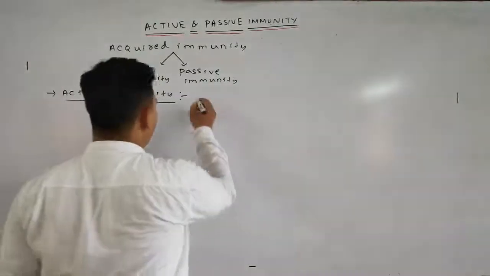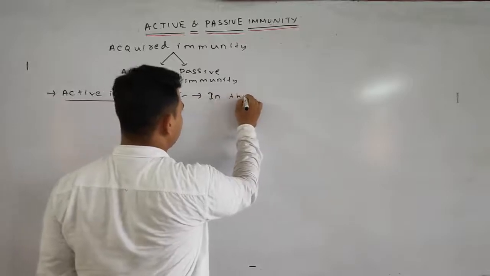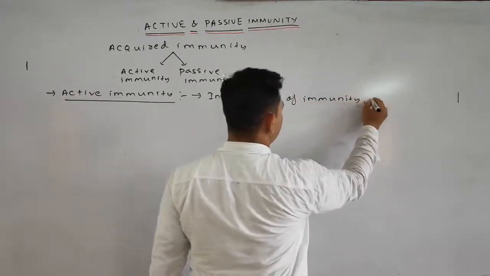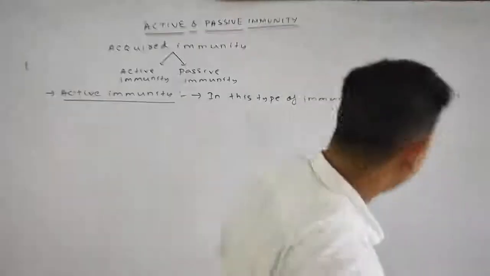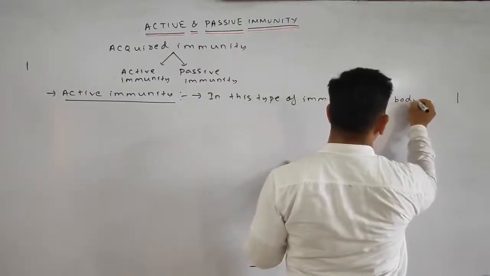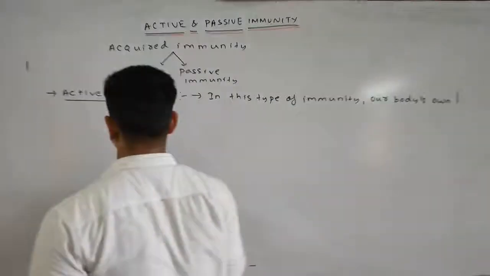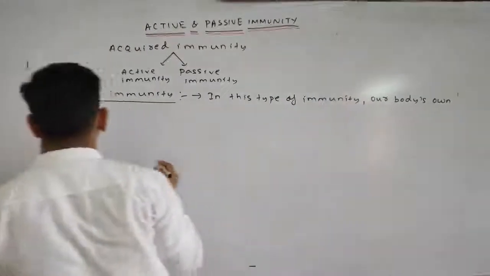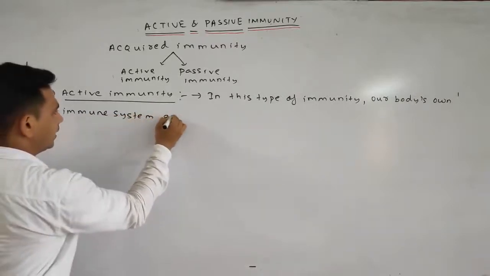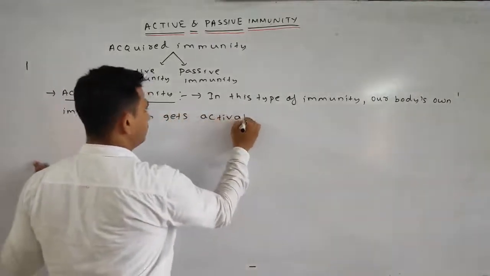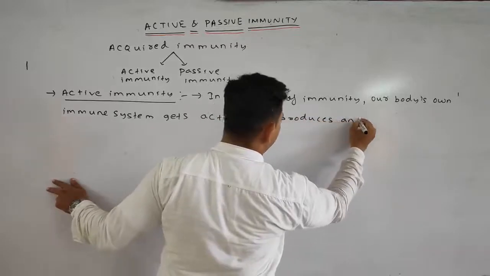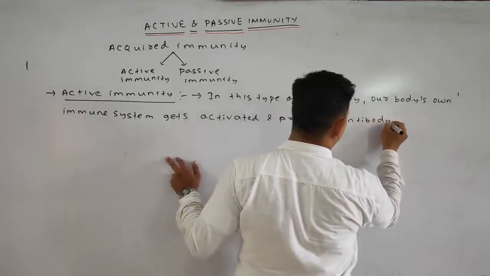In this type of immunity, our body's own immune system gets activated and produces antibody.